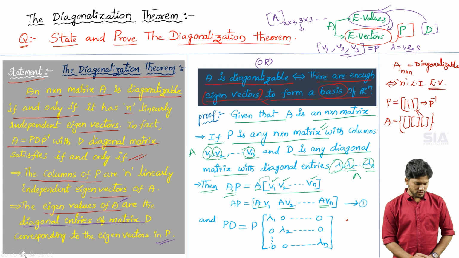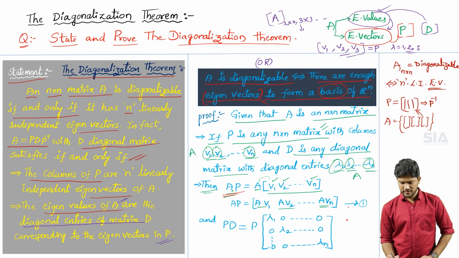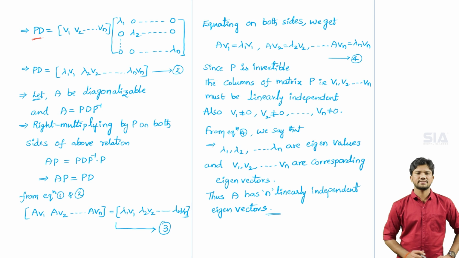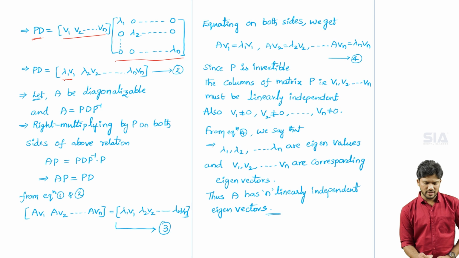So we have taken two equations. The first equation is A into P, that is equation number 1. And the second equation, P into D is equal to, next we can simplify that value: substitute the P value and substitute the D value. Then you can multiply them, and you will get it in this format.